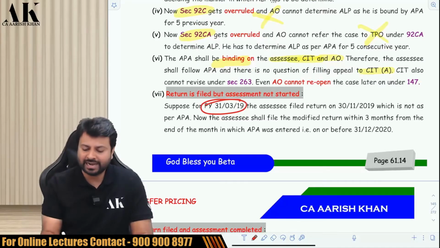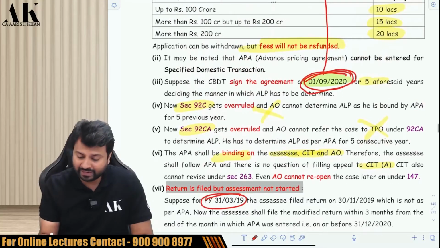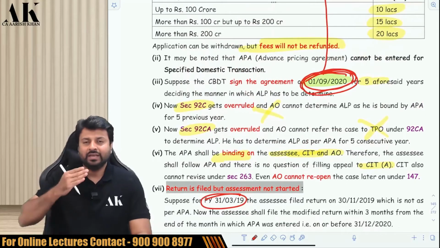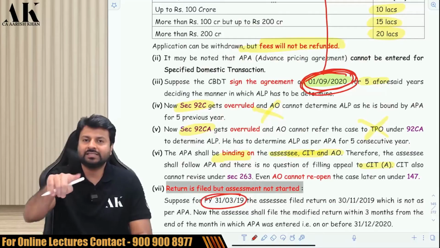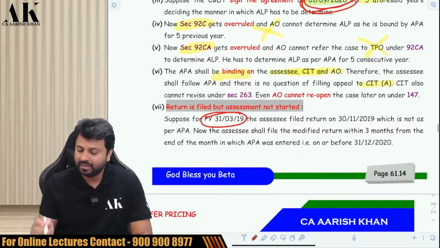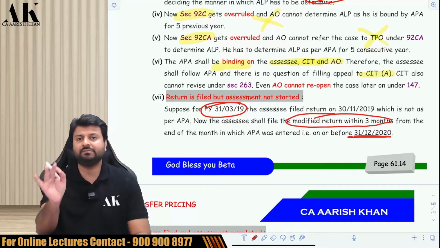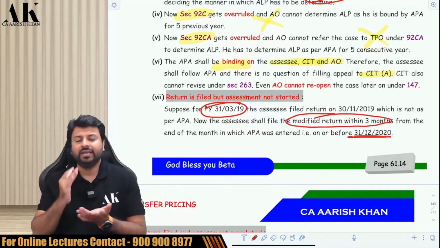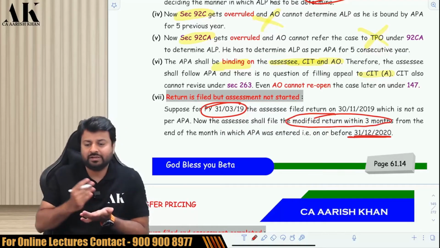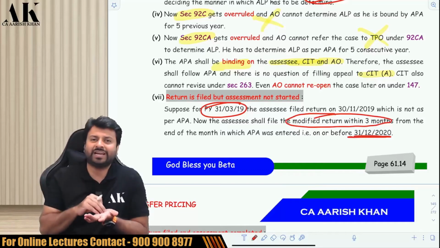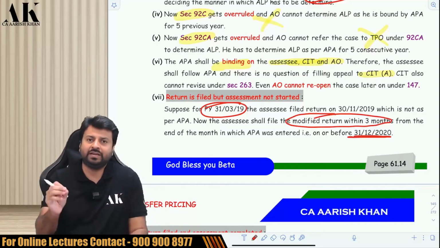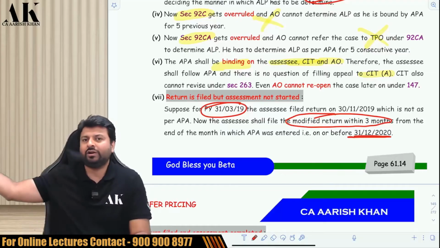Now the government said that whenever the agreement was signed, when was the agreement signed? In September 20. Within 3 months from the end of the month, SSC has to file a modified return. SSC has to file a modified return within 3 months from the end of the month, that is till 31st December 2020. And accordingly, if the SSC files the modified return within 3 months from the end of the month in which the agreement was signed, the assessment of the SSC will be done as per the modified return and not as per the old return.